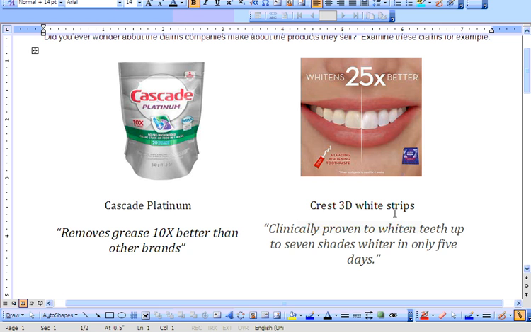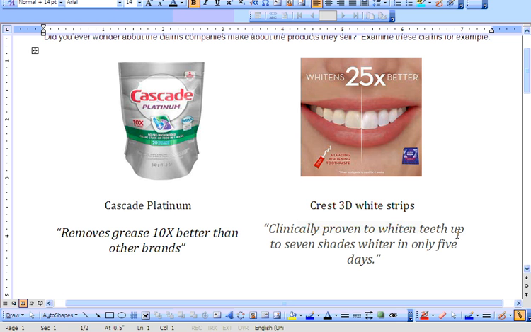And then I really like this Crest 3D white strips. Clinically proven. So clinically proven actually doesn't mean anything. I think people put that word clinically in there because it makes people think of a clinic, and people walking around in lab coats, and you're like, oh, science. But clinically proven means nothing at all. And it says here to whiten teeth up to 7 shades whiter in only 5 days.